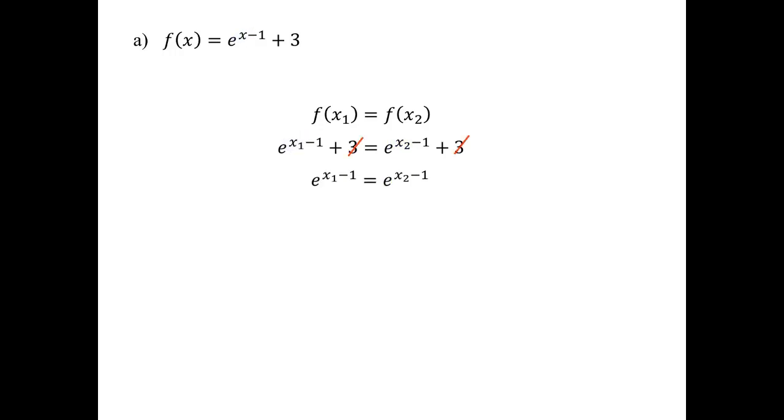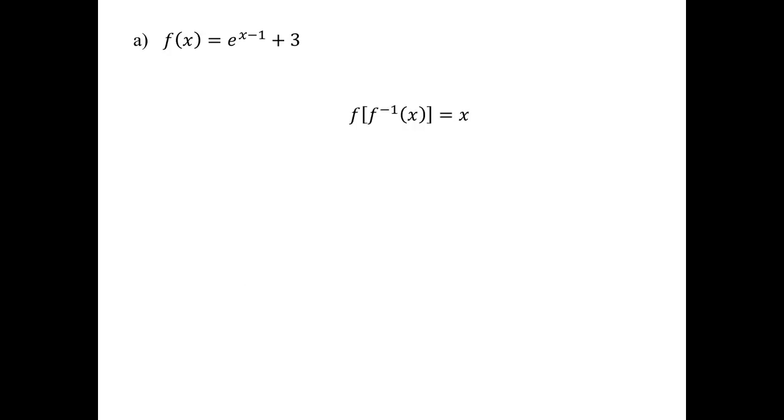Next, we eliminate 3 on both sides. Next, we eliminate the exponent and we will get x1 minus 1 equals x2 minus 1. Eliminate negative 1 on both sides of the equation, and we will get x1 equals x2. Therefore, we have shown that f(x) is a one-to-one function.